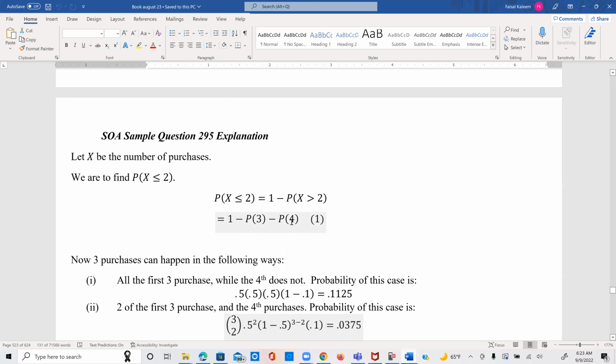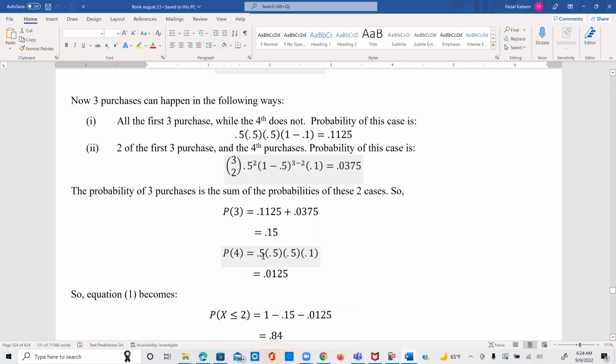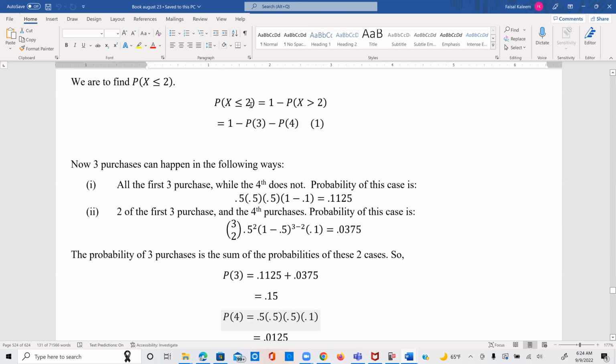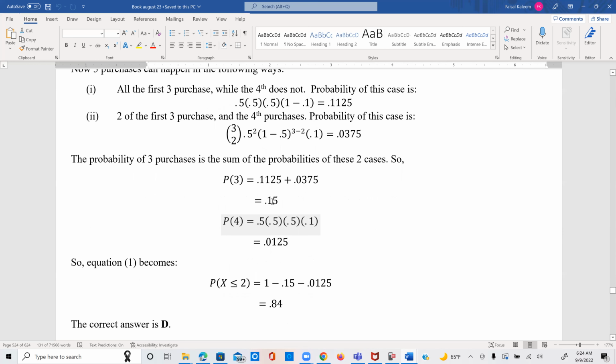The second thing which we have to evaluate is P of 4, which is 4 purchases, which means all the 4 purchase. So the first 3 is 0.5, 0.5, 0.5, and the fourth is 0.1. 'And' means multiplication. We are saying first purchases and second purchases and third purchases and fourth purchases. So that's 0.0125. Therefore, equation 1 gives probability X less than or equal to 2 equals 1 minus P of 3 minus P of 4. So 1 minus 0.15 minus 0.0125. That's 0.84, and that's choice D.